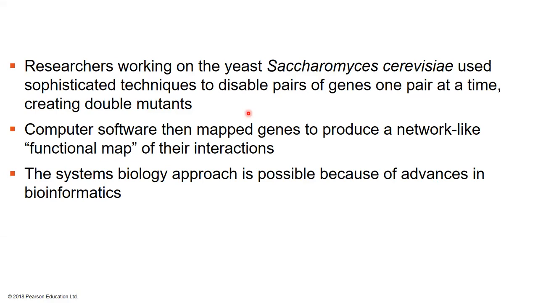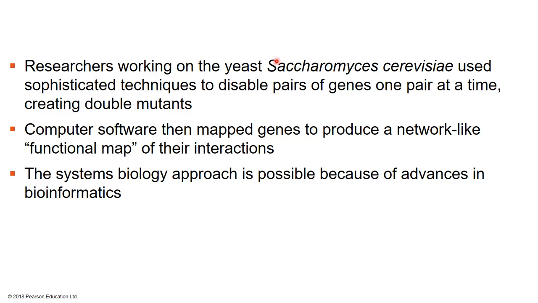Then a computer software analyzed, so we have something called double mutants. Double mutant means these are mutants that have 2 deleted genes. Then, of course, there will be thousands of genes in the yeast, and there will be thousands of different options of deleting 2 genes at a time, and observing how the deletion of each 2 genes will affect basically the phenotypes of this yeast.